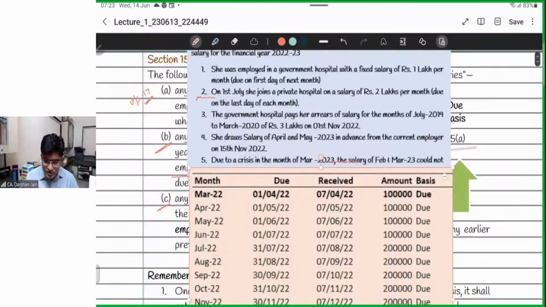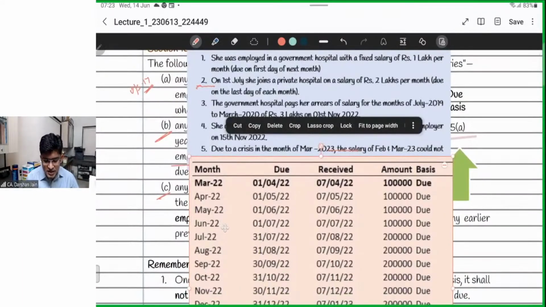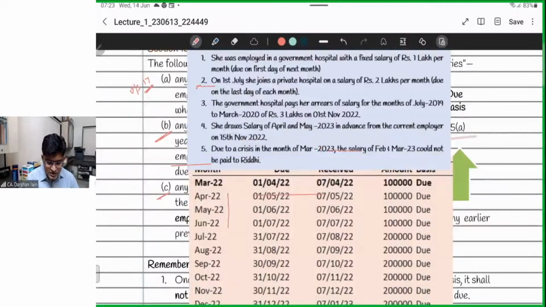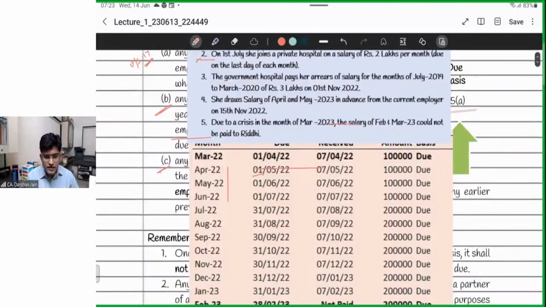Then from April 22 till June 22, she continues to work in the government hospital. She is going to work in the government hospital until 1st July 2022, and therefore salary would become due on the first day of the next month. Salary of April would become due on 1st of May, May would become due on 1st of June. However, there is a shift from July 22. From July 22, the salary would be received on 7th of the next month. However, it becomes due on 31st of July itself. So it is becoming due on the last day of the month. And the salary has also increased. So as far as the government hospital is concerned, are you clear that 4 months' salary is going to be taxed during the current previous year, that is previous year 22-23, on due basis, right?